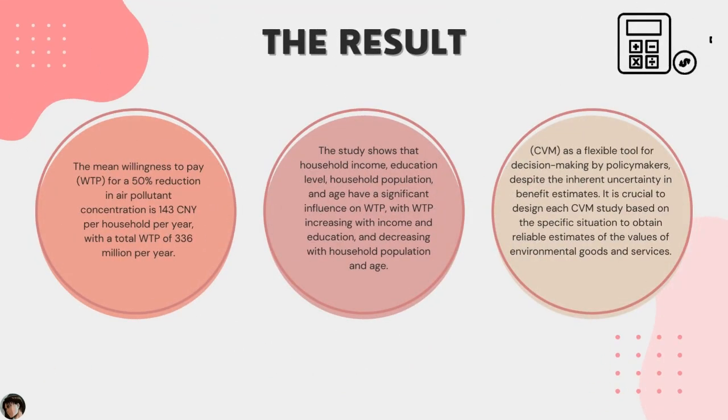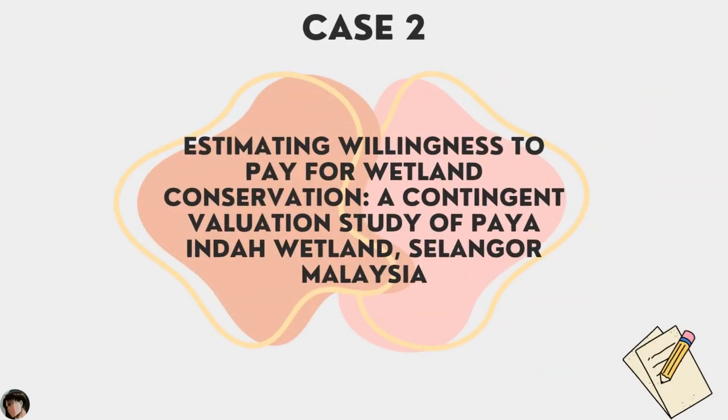Finally, the results show the mean WTP for a 50% reduction in air pollutant concentration is 143 CNY per household per year. The study also shows that household income, education level, household population, and age have a significant influence on WTP. Next, case 2.